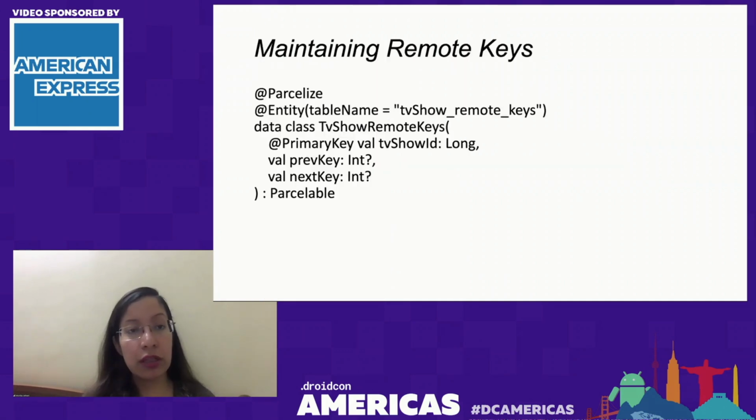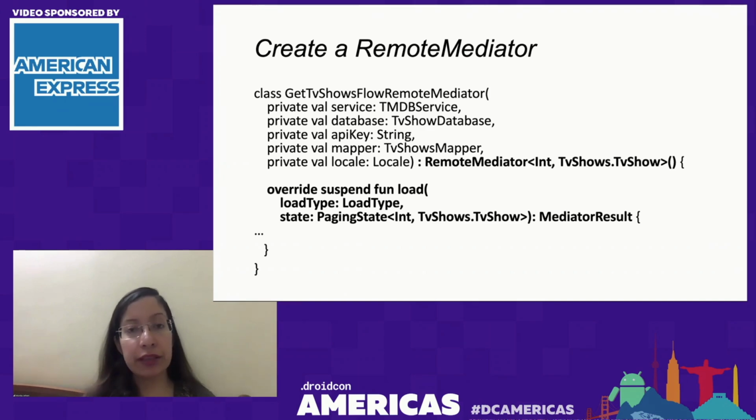As I told earlier, I am maintaining remote keys here, the previous and next key, and I am using a remote mediator. As I mentioned, when you are using layered architecture, you need to use a remote mediator. Here it takes your service and database instance, and it also has the load method, which is used to connect to the network, get the data and put it into the database. The return type is MediatorResult, so you'll either be getting MediatorResult.Success or MediatorResult.Error.